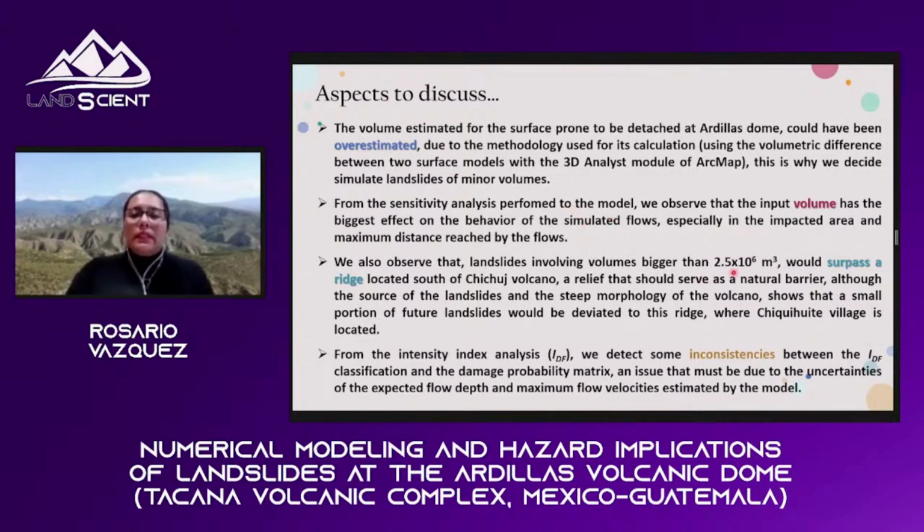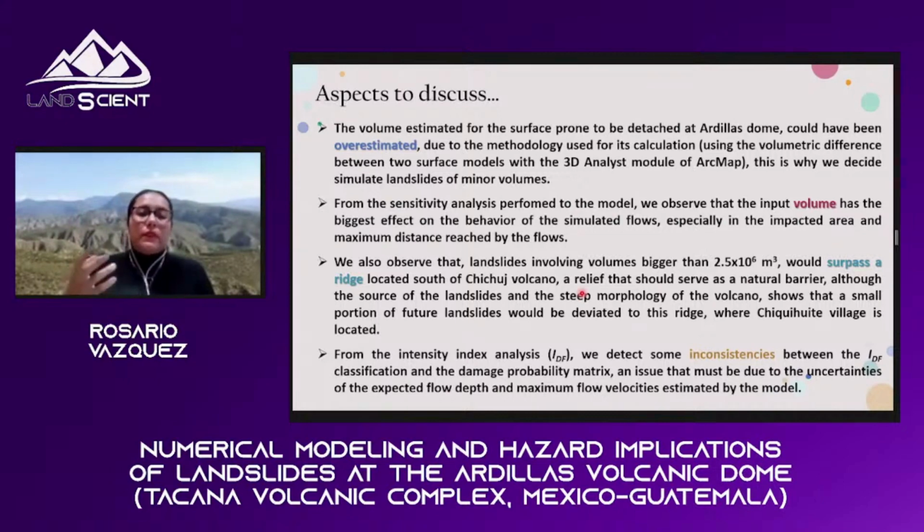We also observe this fact that in those landslides involving volumes bigger than 2.5 million cubic meters, just those landslides bigger than this value will surpass the narrow topography of the Maxan ravine, and actually it will also surpass a ridge that is located south of the Chichut volcano, which is a relief or a characteristic of the morphology of the volcano that naturally should serve as a barrier for those villages settled in the back of this ridge.